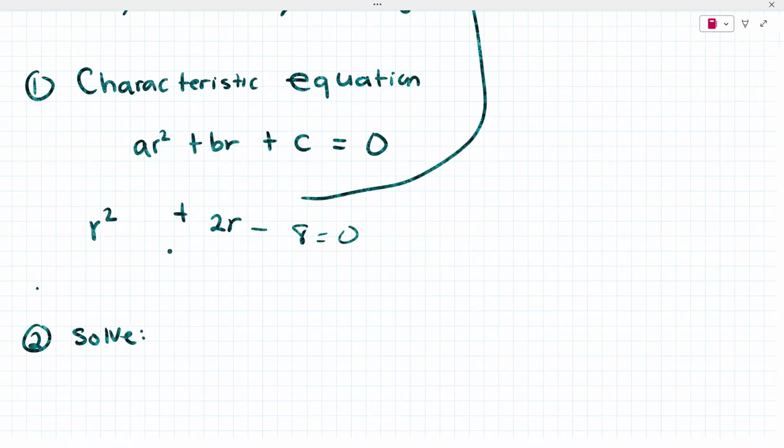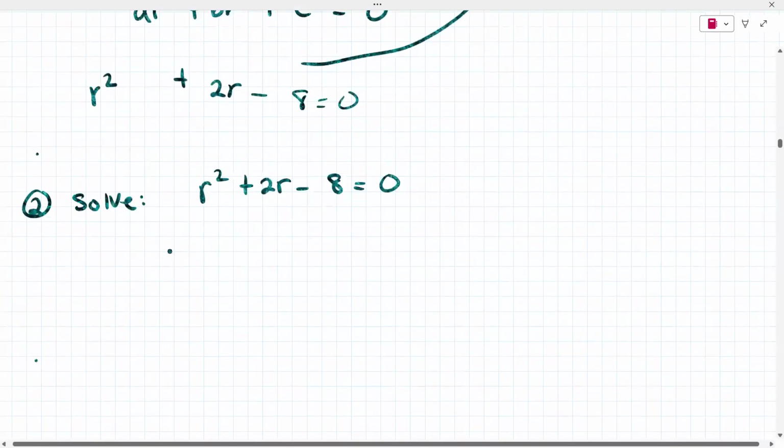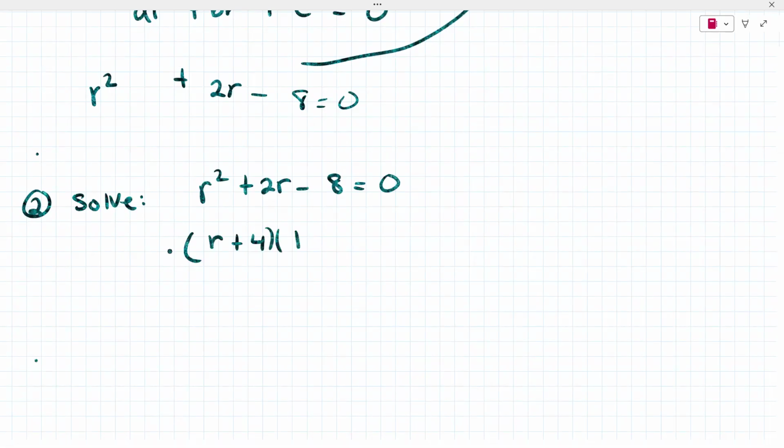So this is where you need your factoring rules or the quadratic. And I think we could just get away with regular simple factoring. So this factors out as r plus 4 and r minus 2, right? Because what two numbers multiply to -8 and when added give you +2? +4, -2. So my r is -4 and my r equals 2.